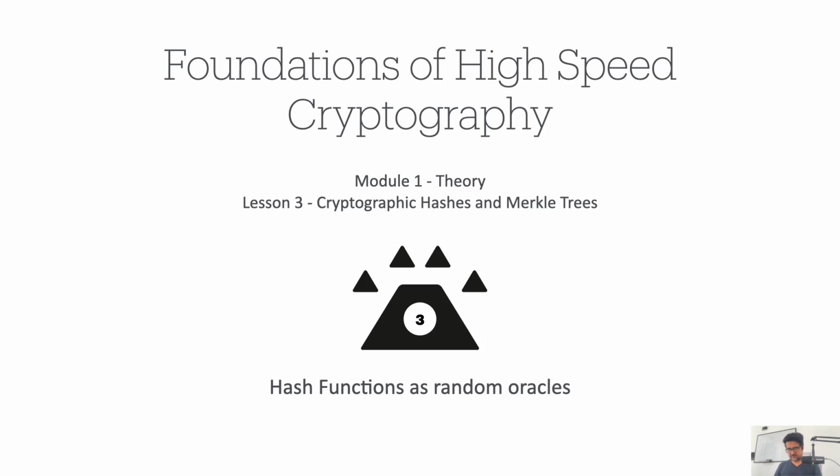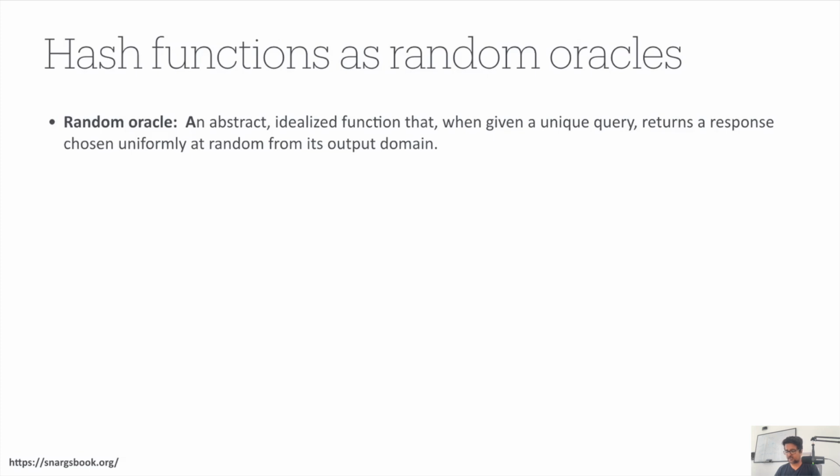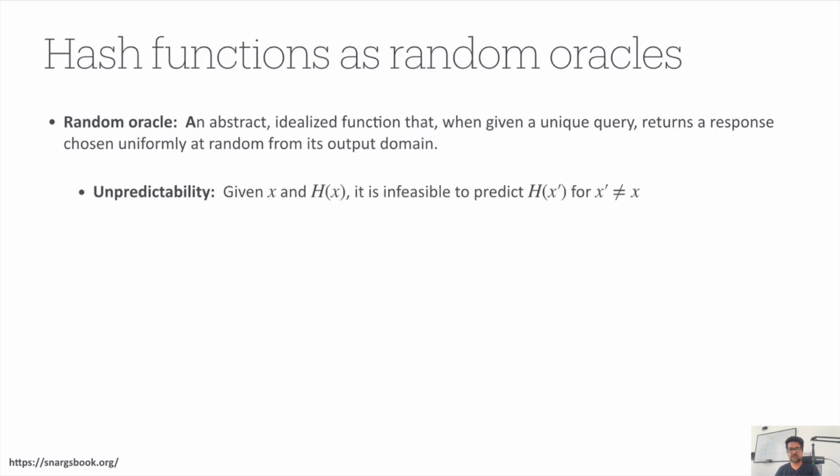Okay, so for the next part of the course, we're going to look at hash functions as random oracles. A random oracle is an abstract function that, when given a unique query, returns a response, and you can't distinguish this response from a value which you drew uniformly at random. You sample uniformly from a uniform distribution in its output domain. So it has to have three properties.